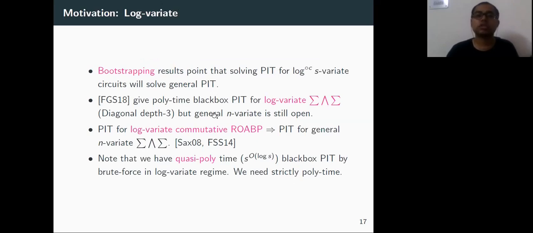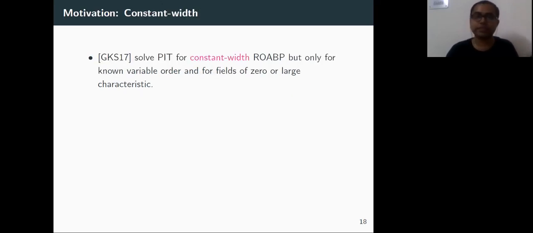So this was the log-variate restriction. Then we can talk about the constant width restriction also. This model is still open. GKS attacked this constant width ROAP. They gave a polytime black box PIT, but they had two restrictions. First, they demand that the variable order of the ROABP be known, and the algorithm works only for fields of characteristic 0 or sufficiently large characteristic. So even a single constant width ROAP problem is also open.